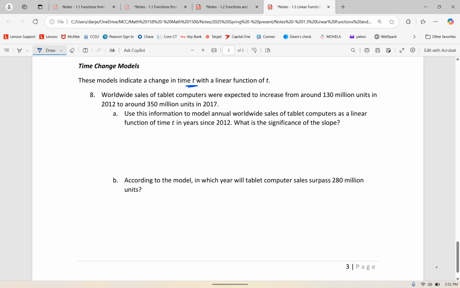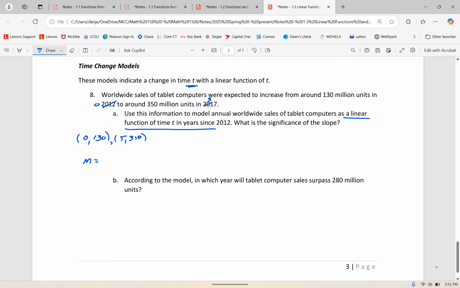In 2012, now I'm going to let X be 12, not 2012. So my T is the number of years. Actually, it says write it as a linear function as a time where T in years since 2012. What that's going to mean is I'm going to consider this year 0, and this would be 5 years later, year 5. So I have the point 0, 130, and the point 5, 350.